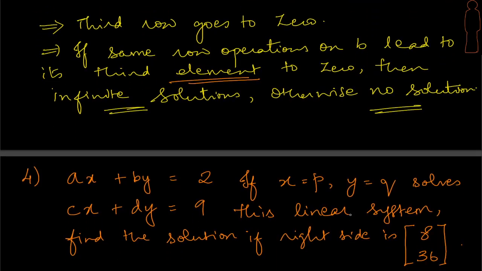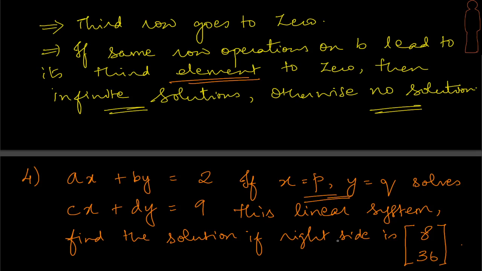Anyway, okay, so here is an interesting problem. They have not given us the coefficients, it's just given us variables here. So ax plus by is 2 and cx plus dy is given to be 9. So the right hand side is given. If x equal to p and y equal to q solves this linear system, so that's a solution, right? That's what they're saying. Now we don't know if it is part of the infinite solutions or a single solution, but that doesn't matter, right? We know that it solves the linear system.